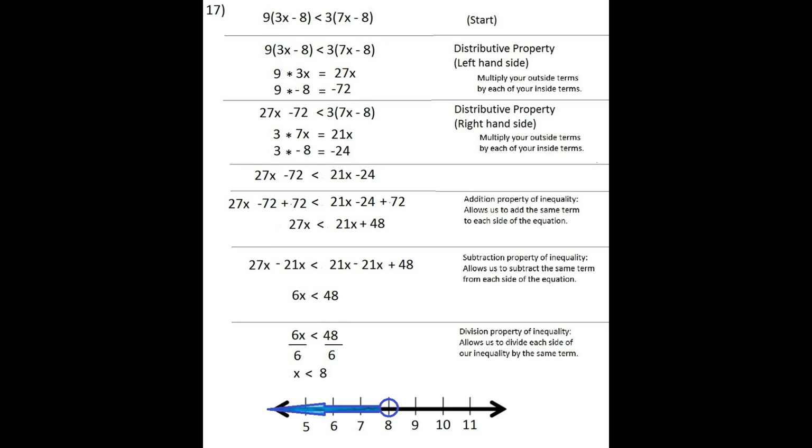So what does that look like if we decide to graph it? We have an open dot sitting right on the 8, and we shade all the way over to the left.